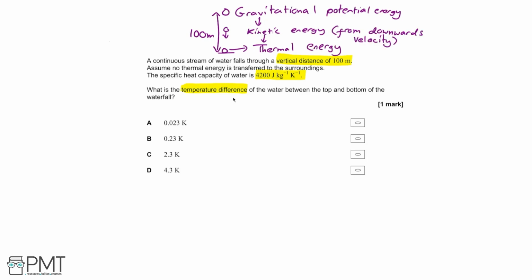So by conservation of energy, and from the assumption that no thermal energy is transferred to the surroundings, we know that the gravitational potential energy that the water had at the top of the waterfall has to be equal to the thermal energy at the bottom of the waterfall. Or specifically, the thermal energy added to the water particle.